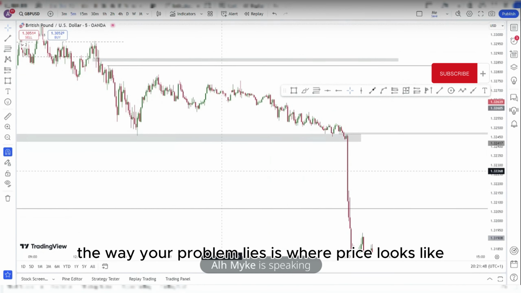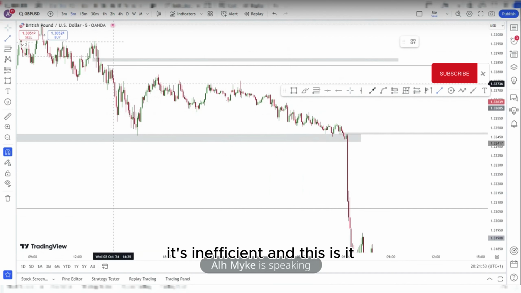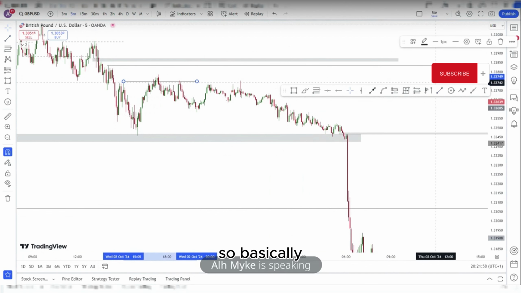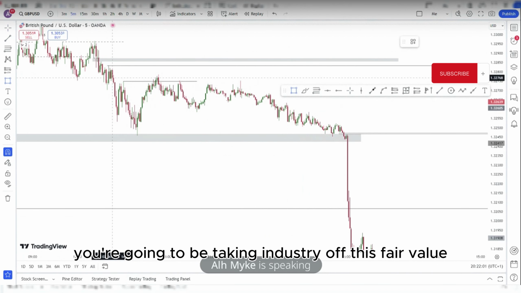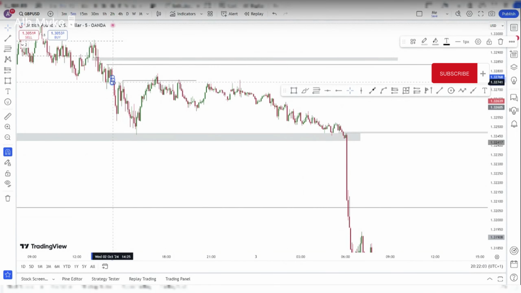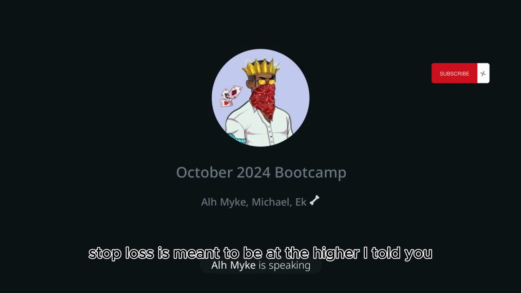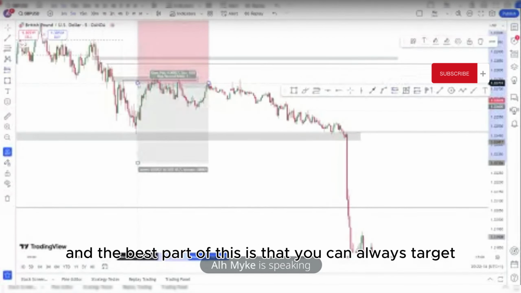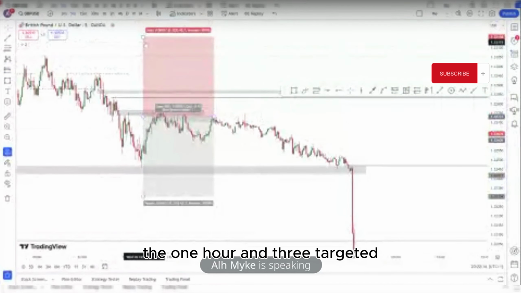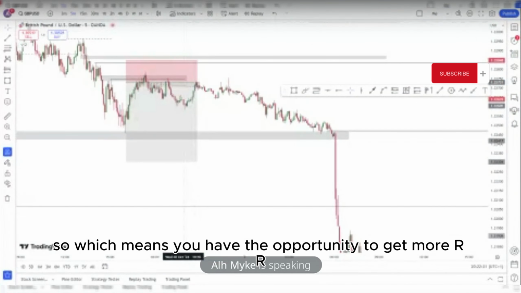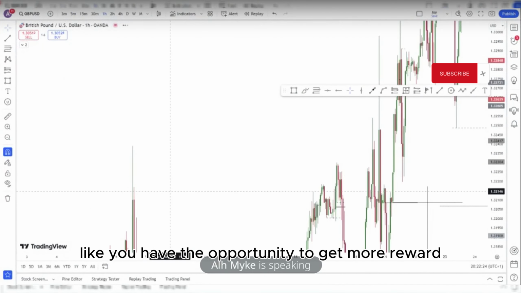Now, where your problem lies is where price looks inefficient, and this is it. There's a fair value gap here, and there's liquidity here. So basically, you're going to be taking this trade off this fair value gap here. Stop loss is going to be at the high I told you. And the best part of this is that you can always target the 1 hour time frame low. Which means you have the opportunity to get more RR, more reward.